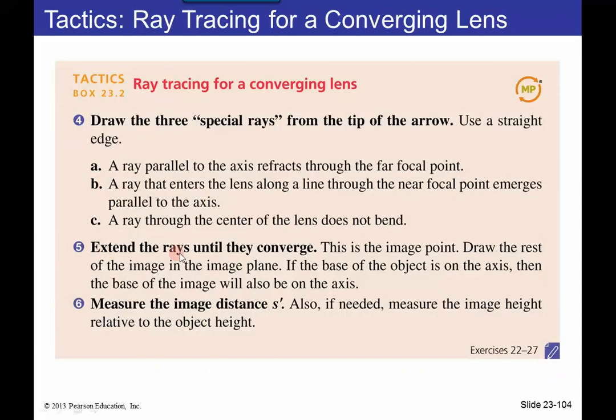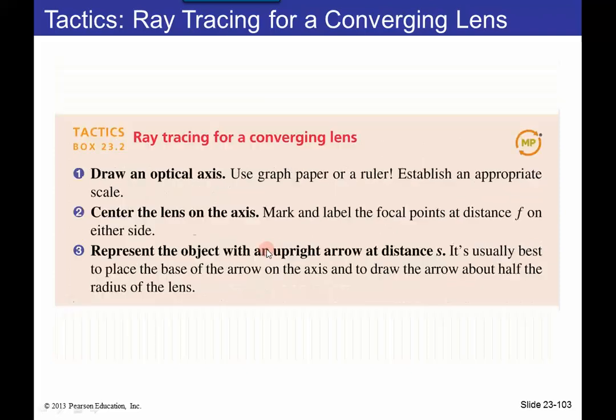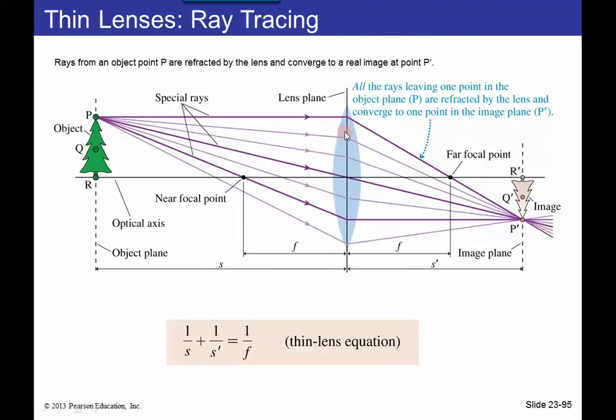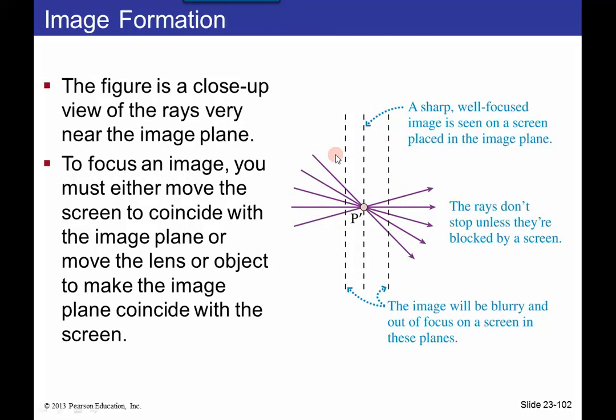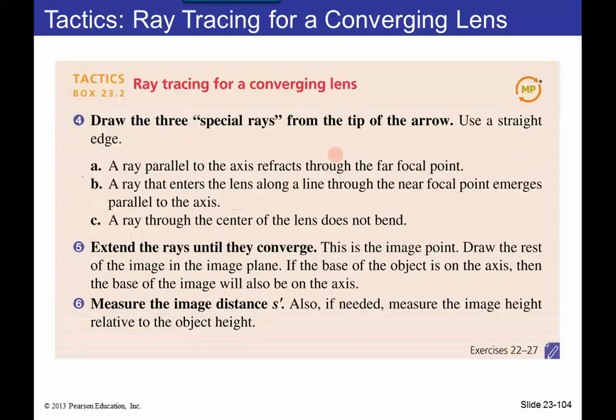You extend the rays until they converge. So basically you draw them, and this one is going to get refracted and converges here. This is going to continue straight and converges here. And this is going to continue this way and converges here. So you draw these three rays until they converge, and you have to take into account the refraction. And then you measure the distance s prime, and that's typically what you want. And also you can measure the image height relative to the object height.